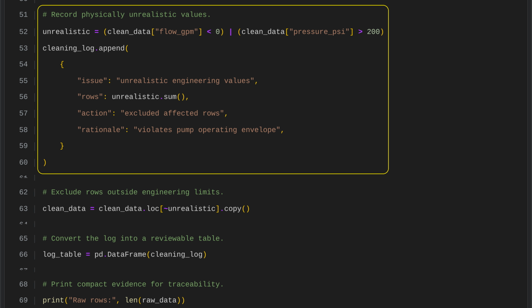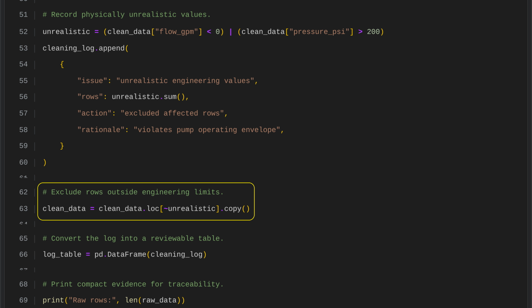Rows with unrealistic pump data are flagged when the flow rate is negative or the pressure is above 200. These conditions identify records that violate operating limits, so the affected rows are excluded. The cleaning log records the issue, the number of rows involved, the action taken, and the reason for removal.